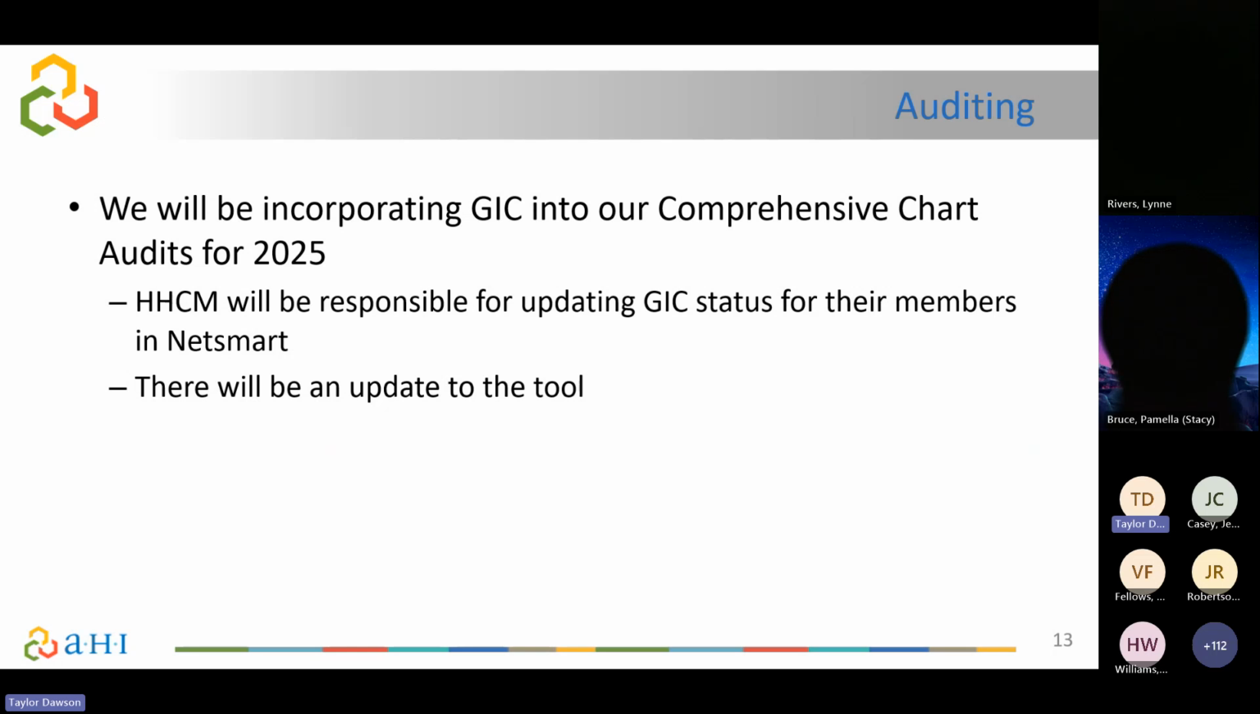And then lastly, I just wanted to touch very briefly on auditing. We will be incorporating the gaps in care into our comprehensive chart audits for 2025, and it will be the care manager's responsibility for updating those gaps in care statuses for their members in Netsmart. We will be updating the comprehensive chart audit tool, and we will provide that to you guys once we have updated that. We will be looking at this when we audit to make sure that people are following up with the gaps. We have not historically had a good way to do that. So this is enabling us to take a closer look at those gaps in care, because it is a very big and important part of our redesignation process as a health home.